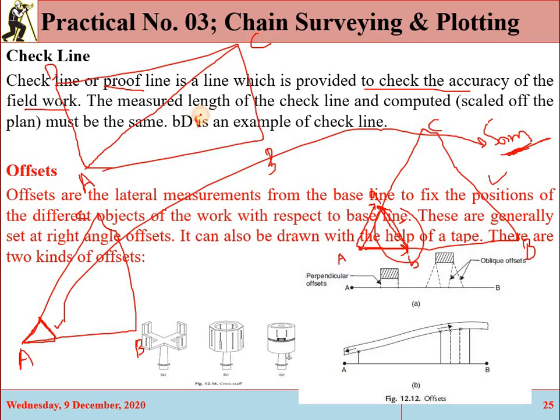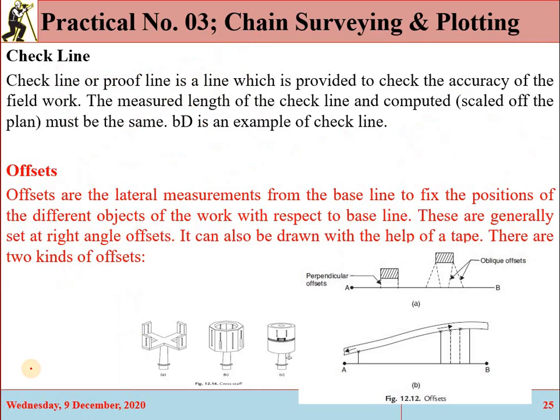Now suppose here we have some detail, here we have an object, for example a tree, a pole. Now its position we have to take from the baseline, that is, at what distance it is from the baseline. So we have to draw a line from the baseline, and this line is called the offset line. Okay, so the offset line is a line which is mostly drawn from the baseline and which is used to represent or fix the position of different objects. Okay, and these offsets will be either perpendicular or oblique offsets.